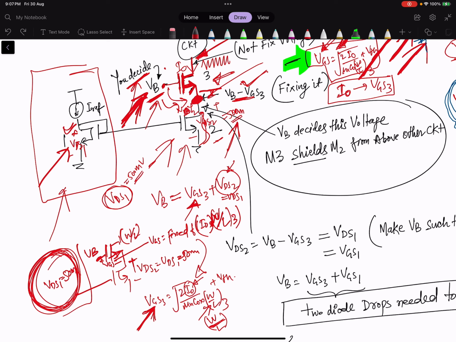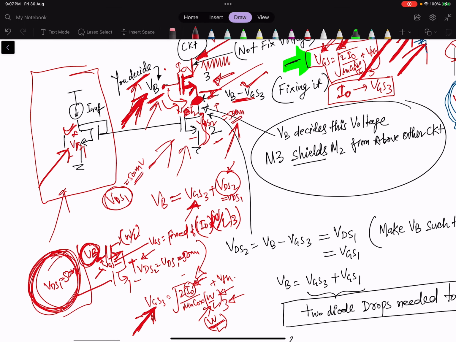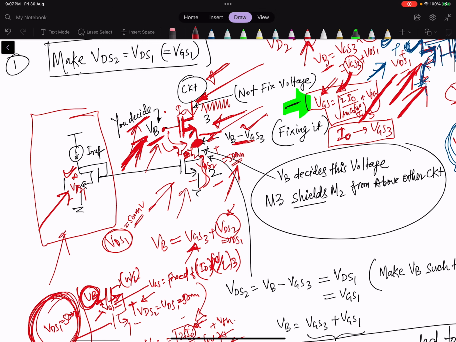This W by L3 we will make such that it will be in saturation. So we know what the I naught value is and what the W by L3 value is. Based on that we also know the VGS value, and VDS we also know, and we will then decide the value of VB. So one of the circuits is that we will have one cascode. This is called a cascode MOSFET, above this.